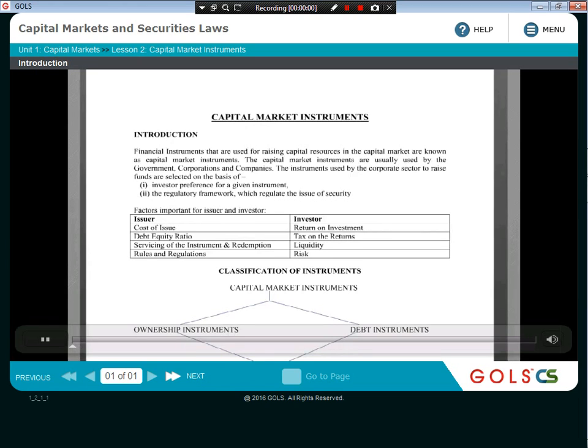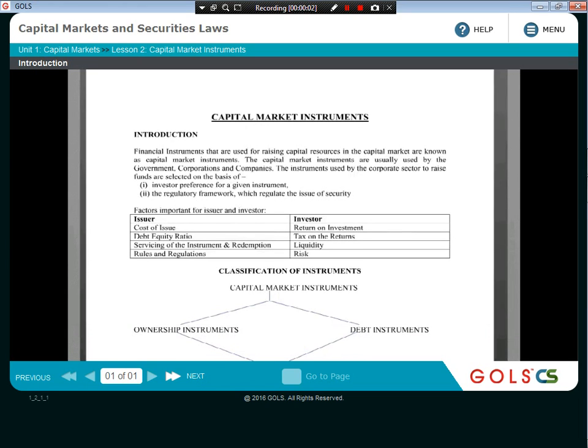When we say capital market instruments, the chapter is CMSL, that is Capital Markets and Security Laws. We have all seen what capital markets are, and their pros and cons. When you are entering a capital market, why does any person enter it? In order to make an investment. The main objective is investment. Now, how do you invest?